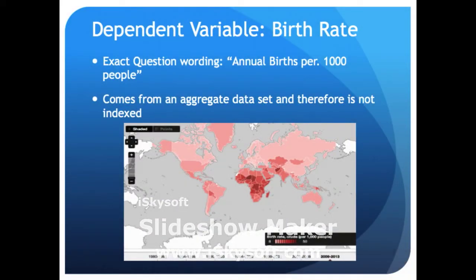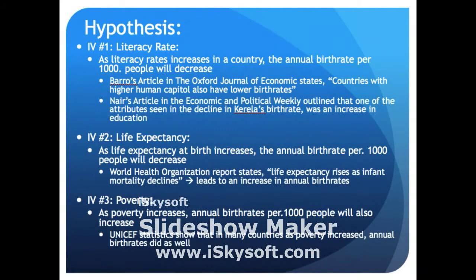My dependent variable is annual birth rates per 1,000 people, and because it comes from an aggregate dataset, it is not indexed. My first independent variable is literacy rates. I hypothesize that as literacy rates increase in a country, the annual birth rates per 1,000 people will decrease. This is proven in Barrow's article, in which he states countries with higher human capital also have lower birth rates.